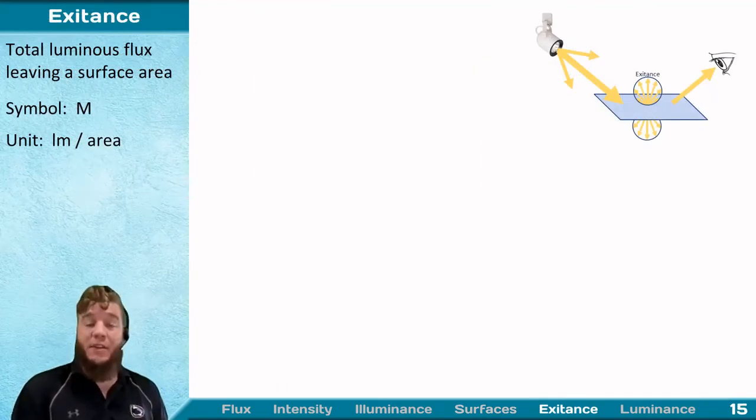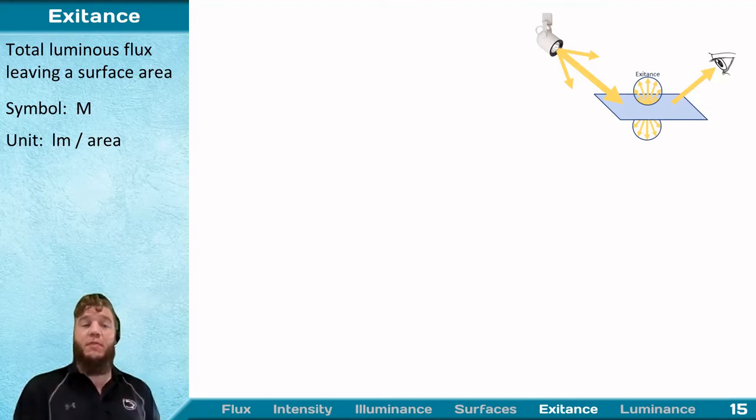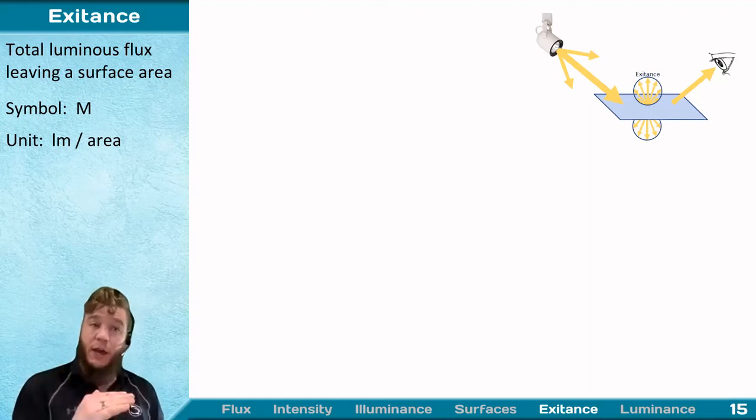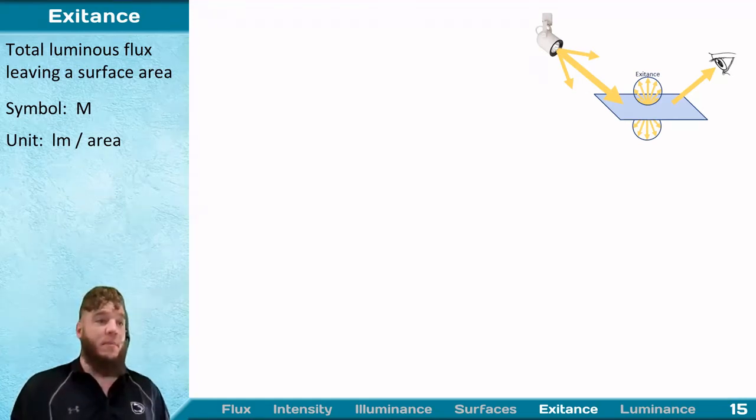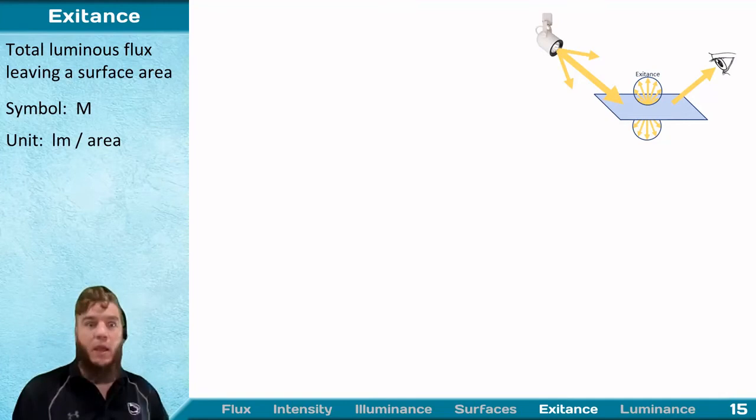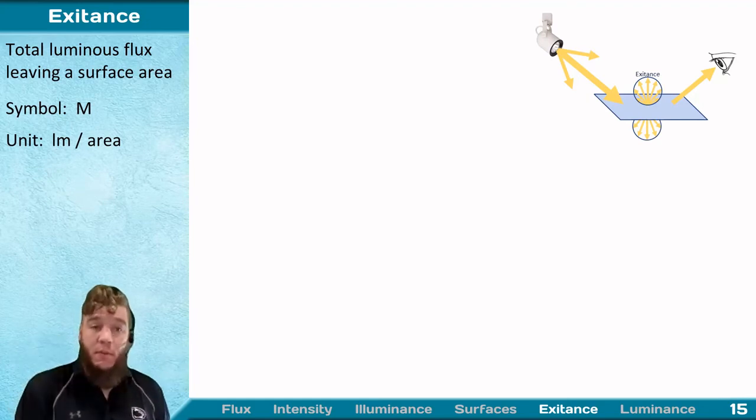We can talk about exitance, which is the total luminous flux leaving a surface, which makes it very similar to illuminance, which is the total luminous flux falling on a surface. The symbol for this is M, because we already used E for illuminance and because the lighting gods are cruel and uncaring. And so we make all of our symbols difficult to remember. They have units of lumens per area. Again, basically the same units as illuminance.